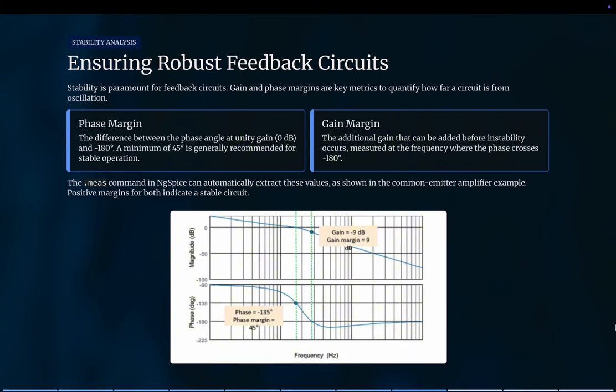If at the phase crossover, minus 180 degrees, your gain is minus 9 decibels, then the gain margin will be 9 decibels, which is also good stability. Both positive margins mean your closed loop circuit is stable.